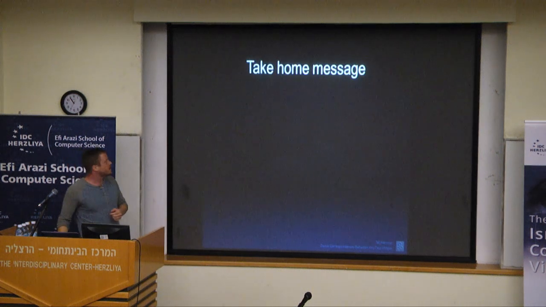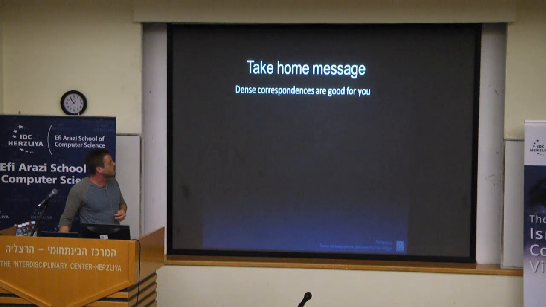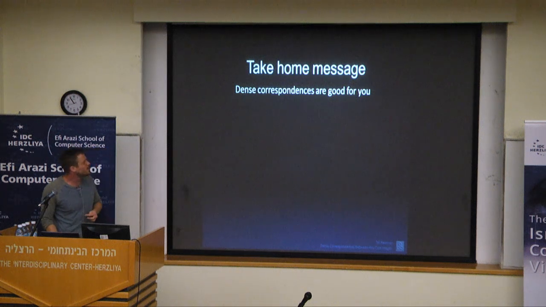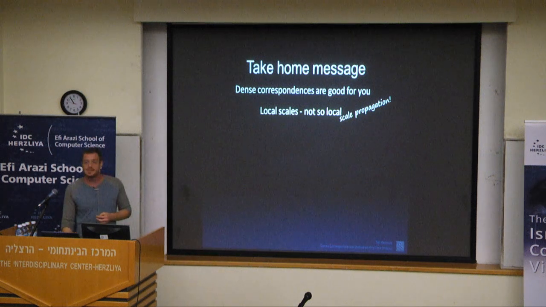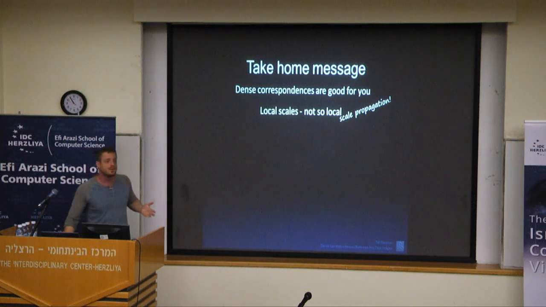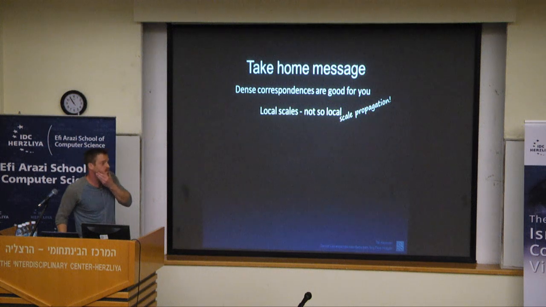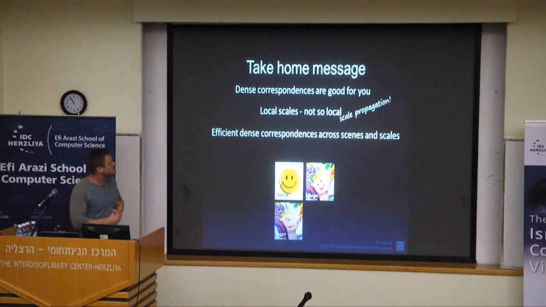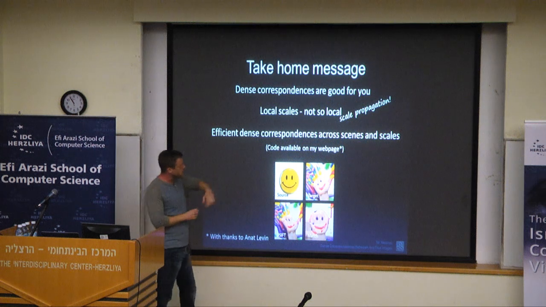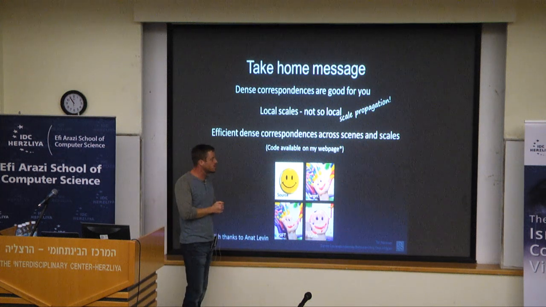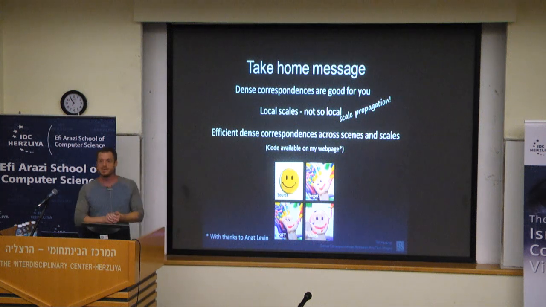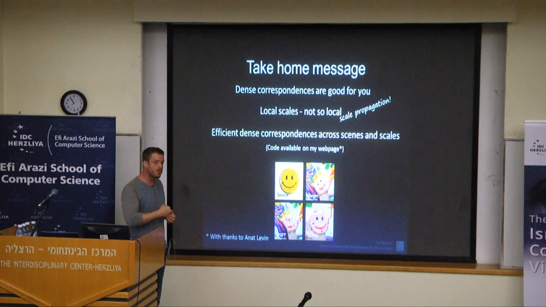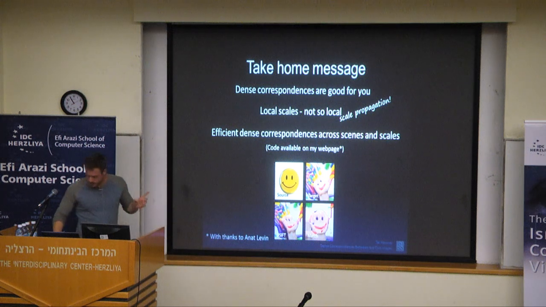So I'll wrap this up with a take-home message. Dense correspondences are good for you. Eat them with your greens every night. Local scales are not so local, so you can propagate scales. As far as I know, we're the first to try to do this, and it works. Efficient dense correspondences across scenes and scales is just one last qualitative result that I'm showing here. We do have code available online on our webpage, with special thanks to Anat Levin, whose colorization code formed the basis for our own code.